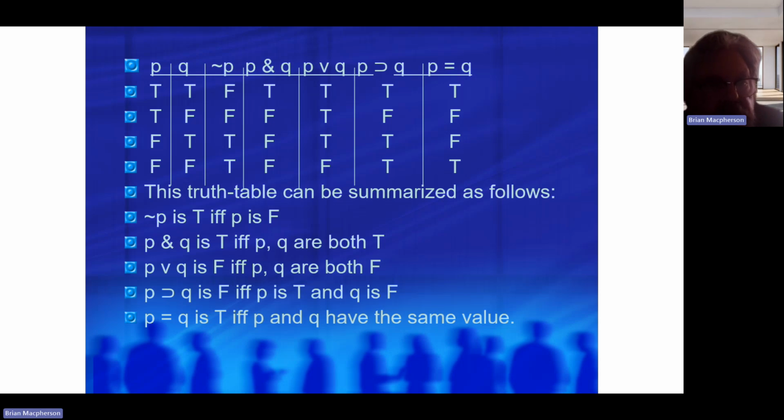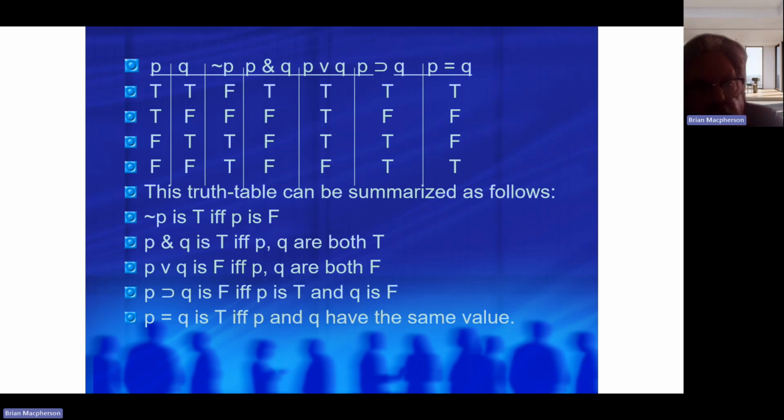In that case, not P is false, P and Q is false because one of them is false, P or Q is true because you just need one of them to be true for it to be true, P then Q is false. That's the only time that P then Q is false: when P is true and Q is false. And P if and only if Q is false.